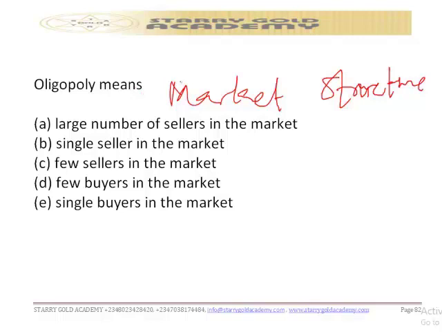So what is oligopoly? Define oligopoly in a simple sense. Analyze the topic in a simple sense, without misconception or misinterpretation of the question. Option A says large number of sellers in the market. Option B, single seller in the market. Option C, few sellers in the market. Option D, few buyers in the market. Option E, single buyer in the market. Oligopoly means dash. Are we together? If few sellers in the market, option C is the best answer.